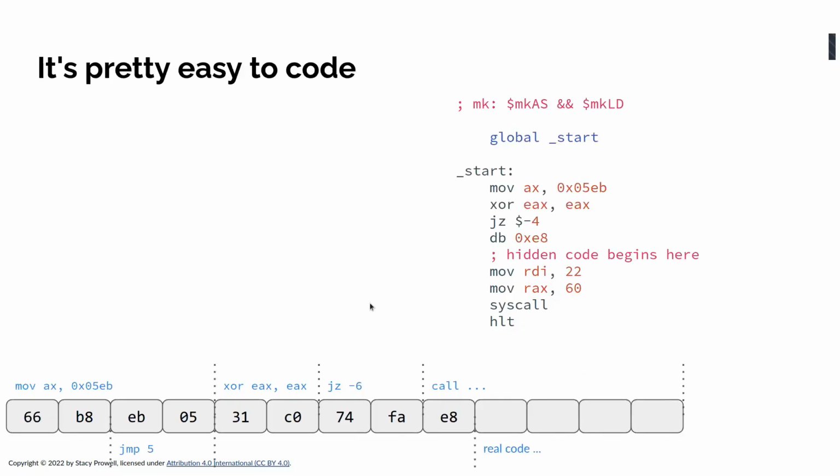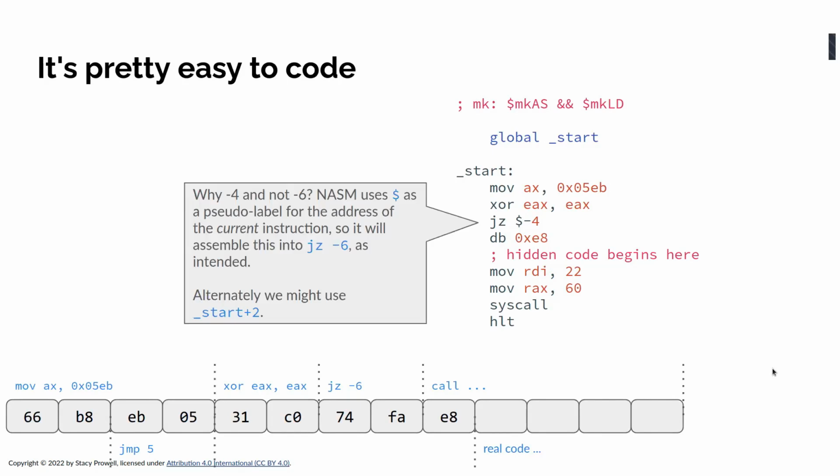So here's some NASM that builds that code. This is some NASM that will build this stuff at the bottom. There's a couple things to note about it. One is this says -6 and that says -4. What's going on here? If I just say JZ -6, NASM will try to fix it for me. NASM will say, I know what you probably mean, and I will fix it for you, and it'll be wrong.